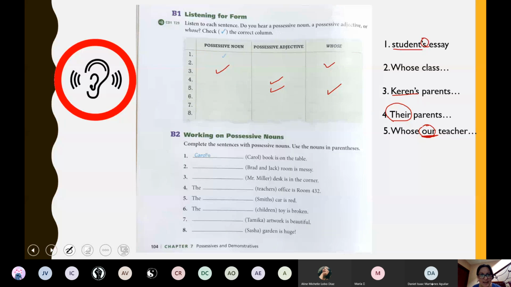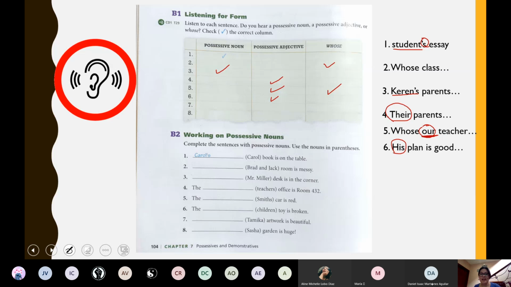Number six, let me see. Who else is here? Axel is here. Diego Fernando, I saw Diego Fernando here. Diego, which one do you have in number six? Possessive noun. Let me see. Number six was, his plan is good. It is a possessive noun or something else? It's a possessive adjective. Look, his plan. It's not my plan, it's his plan. So it's a possessive adjective.